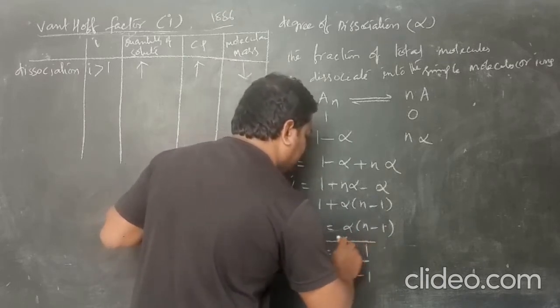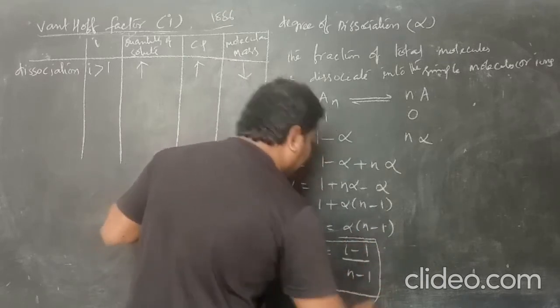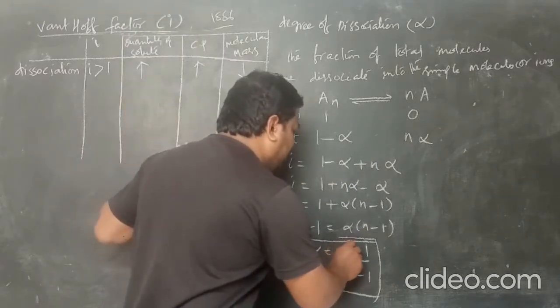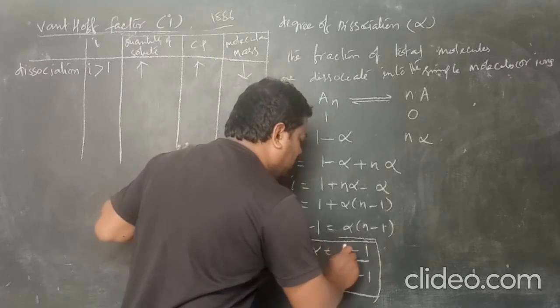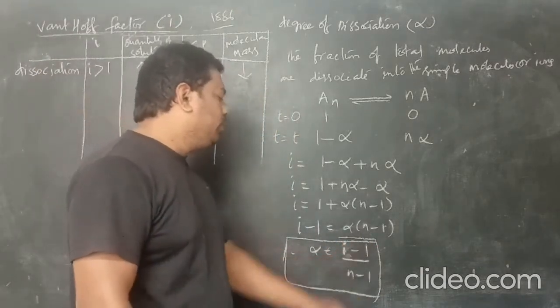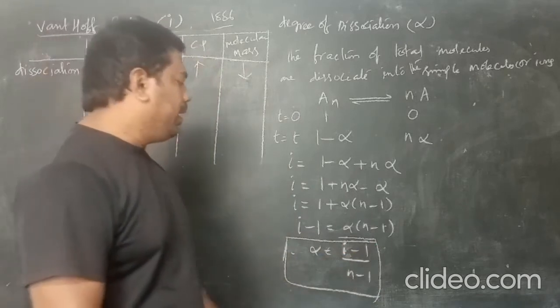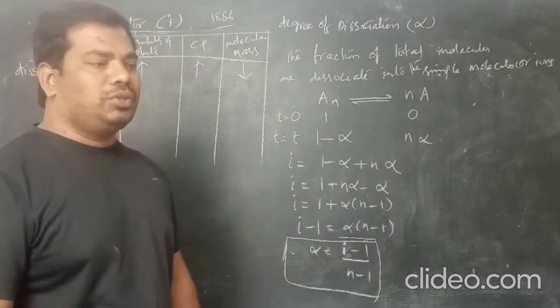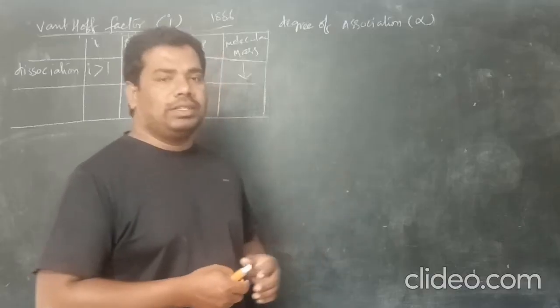So this is the formula for the calculation of the degree of dissociation, that is alpha is equal to I minus 1 by n minus 1. So this is in the case of degree of dissociation, student. Clear? We will see.